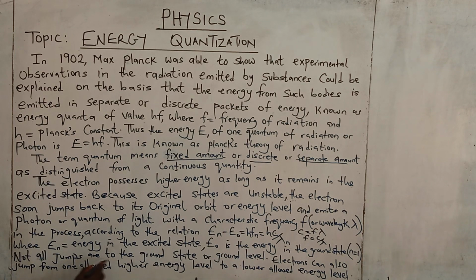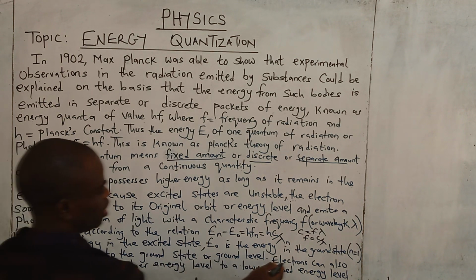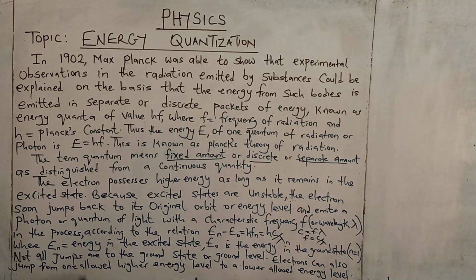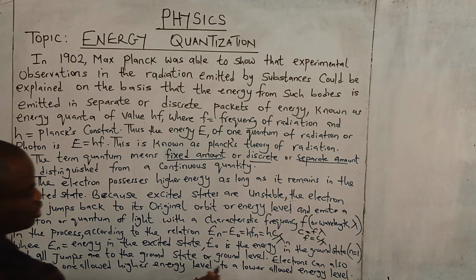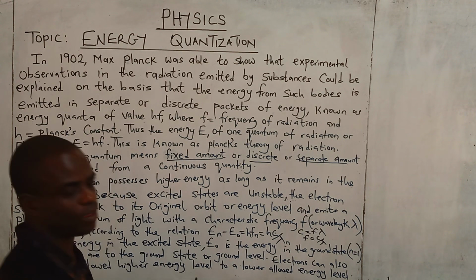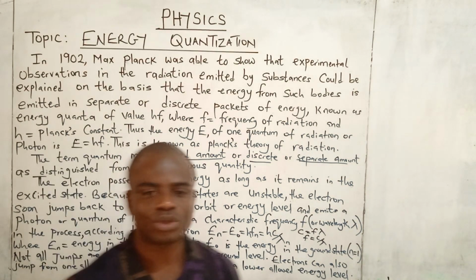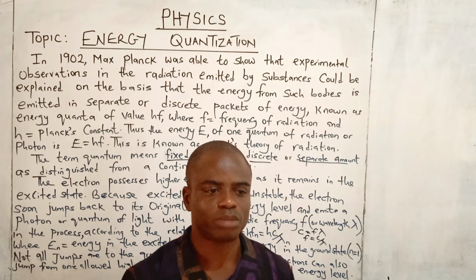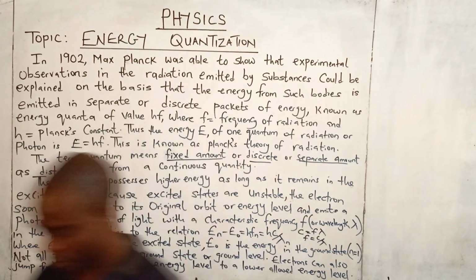Not all jumps are to the ground state or ground level. Electrons can also jump from one allowed energy level to a lower allowed energy level. Now we'll move into calculation to see how it's applied in solving problems.